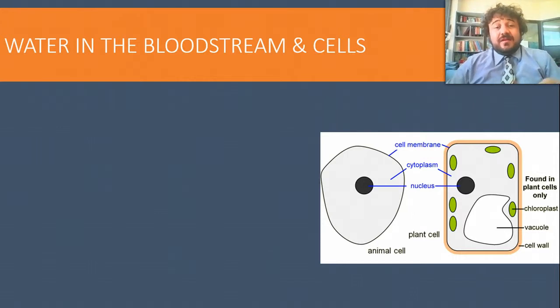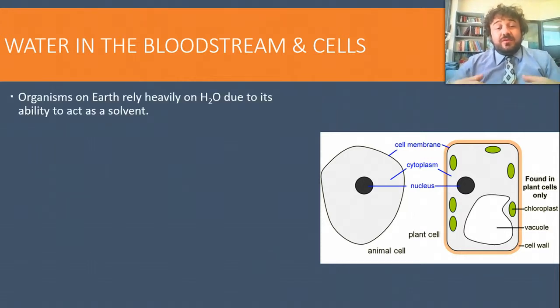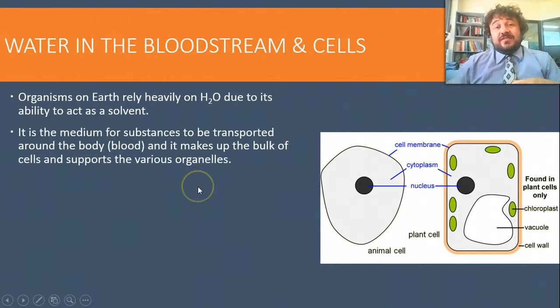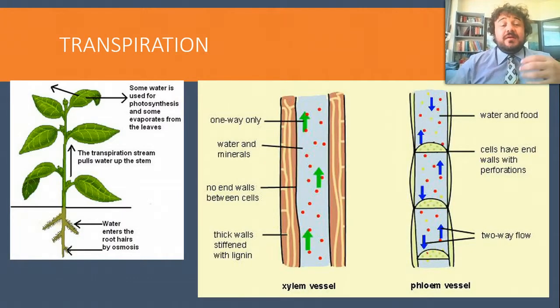In the bloodstream and cells, basically, the reason we rely on water so much is because it's able to dissolve nearly everything we need. It's the medium that we transport stuff around in our body for the blood, and it makes up the bulk of our cells. So if we look inside a cell, this cytoplasm, that's a watery medium. Okay, so that's mostly water.